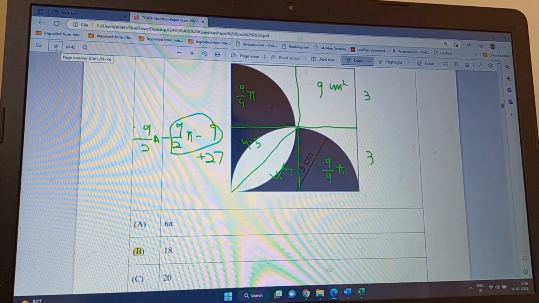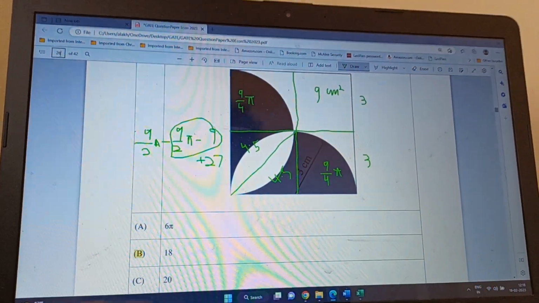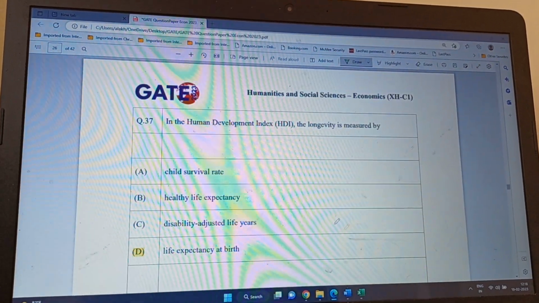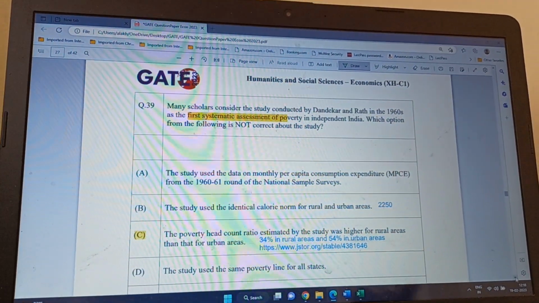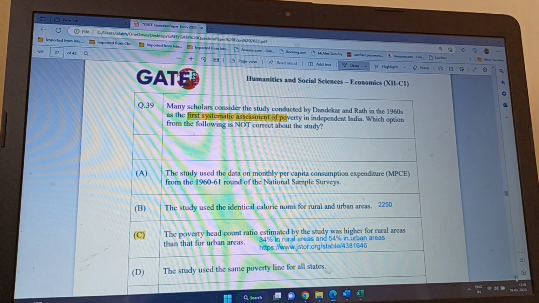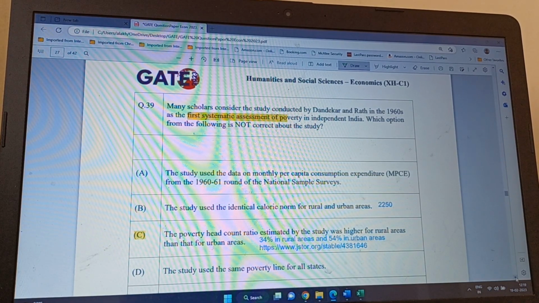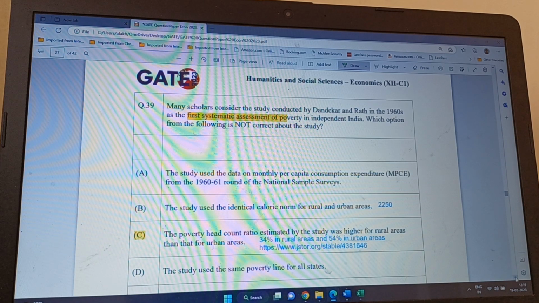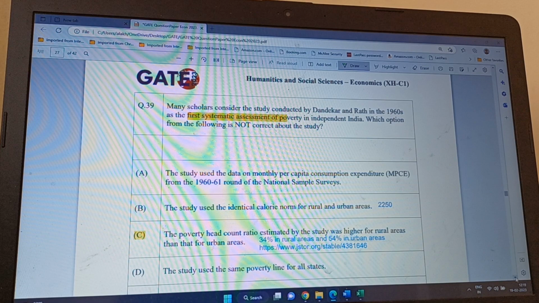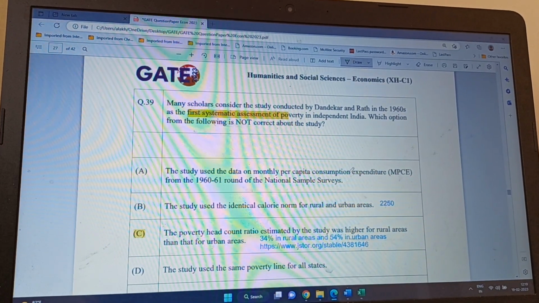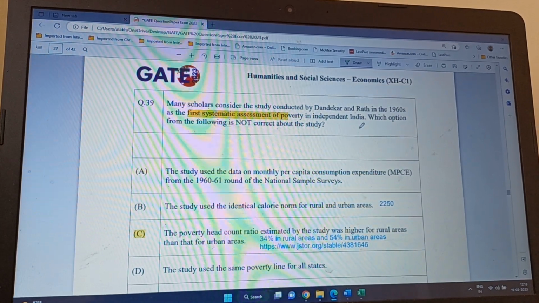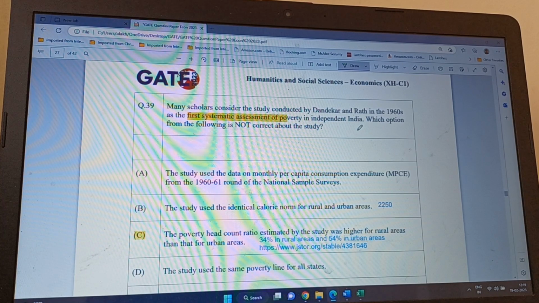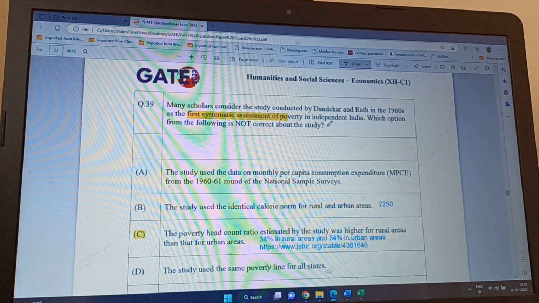Now I go to page 26, which is question number 39. So actually here is the question number 39, and this question actually doesn't require any knowledge of theory or mathematics, just a specific knowledge, so it doesn't have any analysis. It is like this. Many scholars consider the study conducted by Dandekar and Rath in the 1960s as the first systematic assessment of poverty in independent India. Which option from the following is not correct about the study?